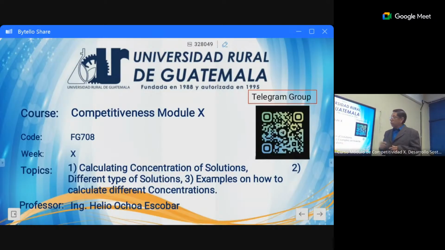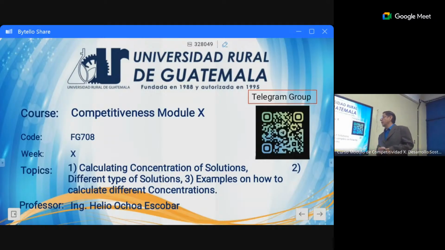Today we are arriving to week number 10. As always, we have our topics here. The number one, that is calculating concentration of solutions. The number two, that will be different type of solutions. And the number three, that is examples of how to calculate different concentrations.